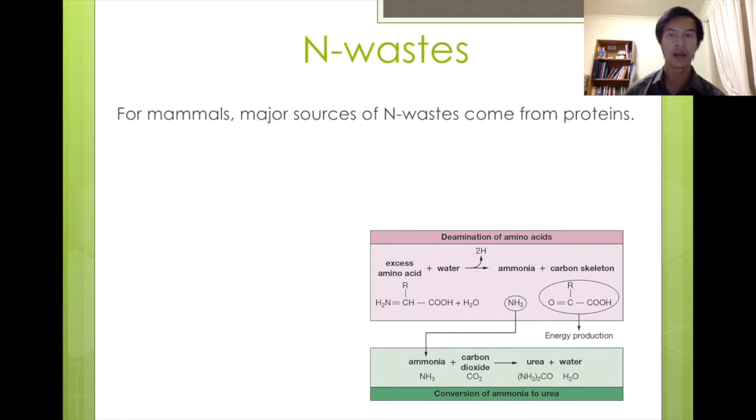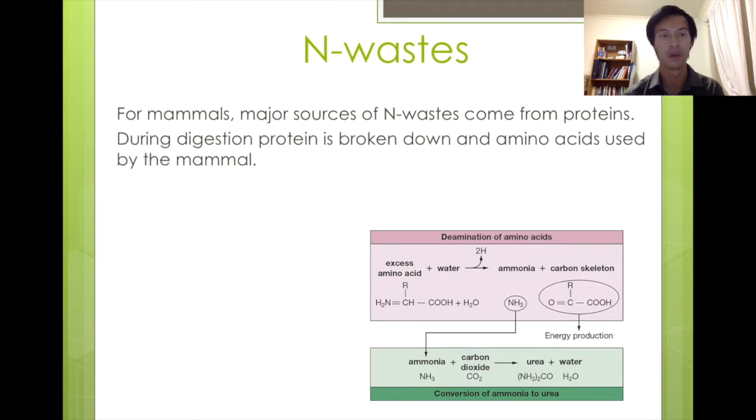For mammals, nitrogenous waste comes from proteins. When you and I eat meat, we break down the meat into protein, and we break that protein back down into amino acids, and we use those amino acids to build our own cells. However, excess amino acids are not stored in the body. Rather, they need to be removed from the cell and therefore removed from the body. That's why they're called nitrogenous waste, because they have a nitrogen base in them, and that's the main part of the protein.